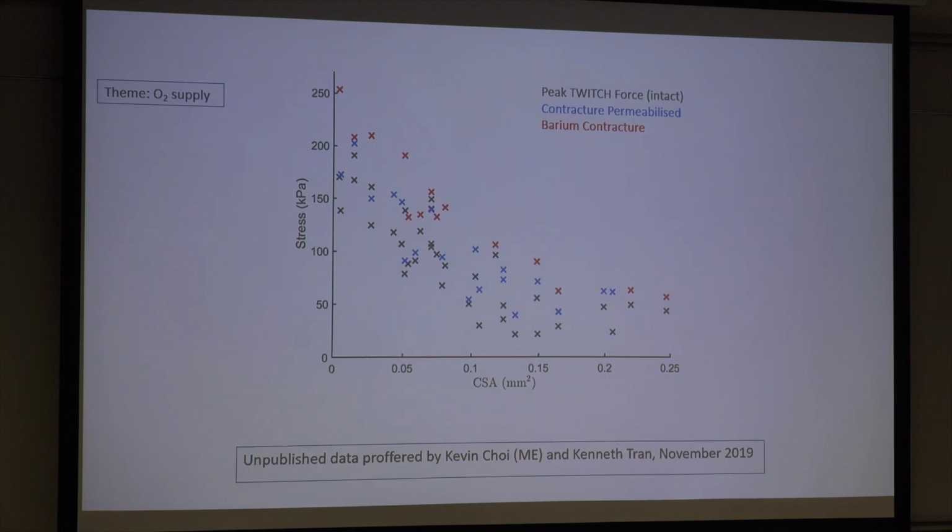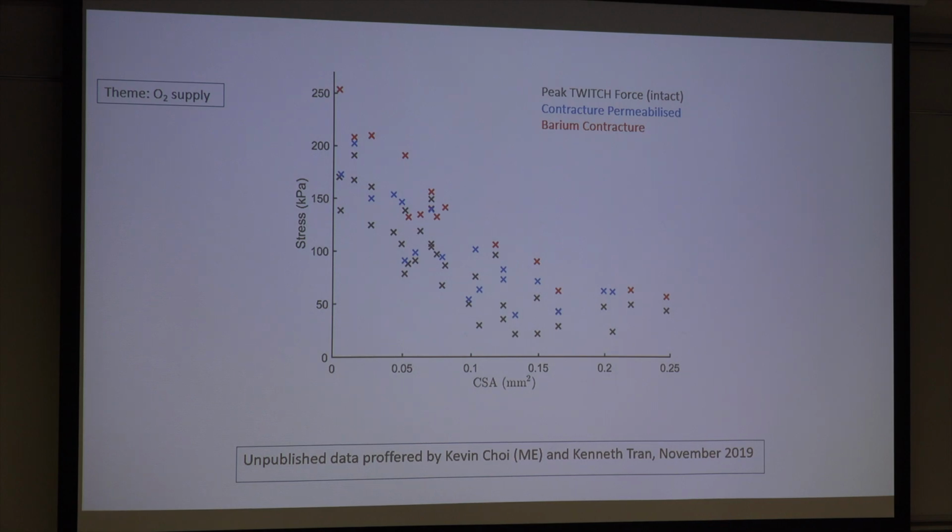So working again with right ventricular capillaries as a function of cross-sectional area and peak twitch force, and by now you should be familiar with this cascade down here. It's the black crosses, and we see, yes, the black crosses run down here as usual. Or we can bump up the net force production using a barium contracture, barium substituting for calcium, and the same thing happens.